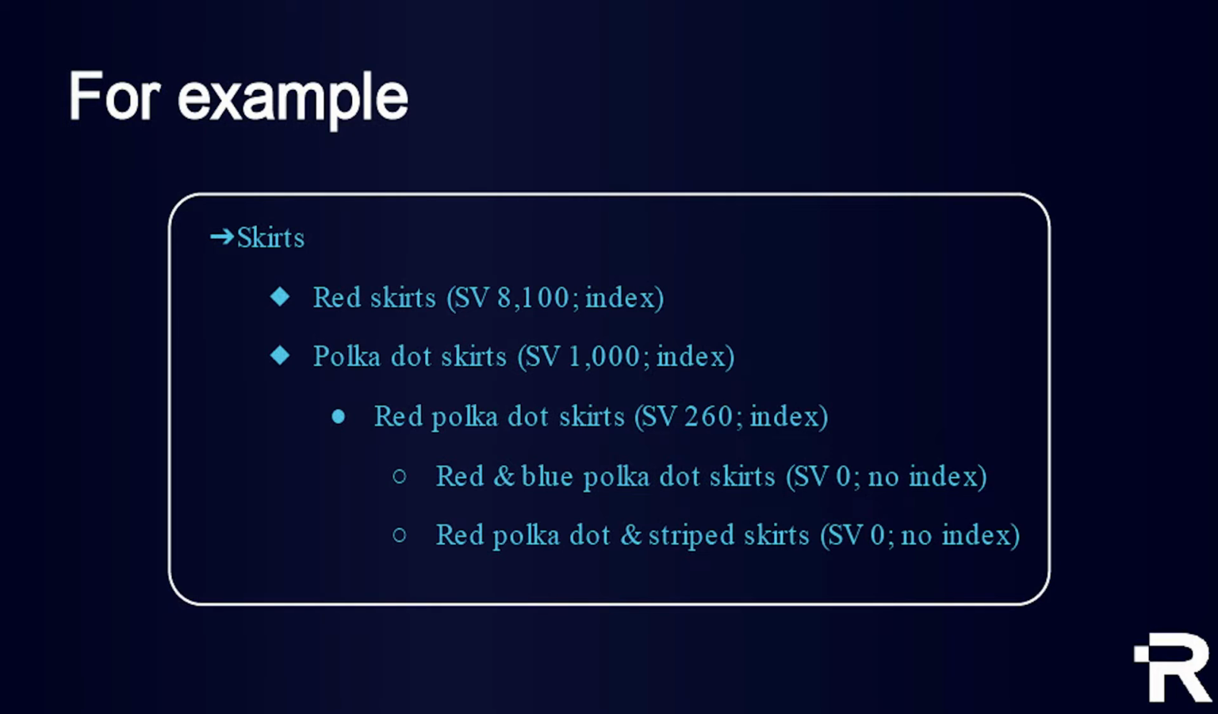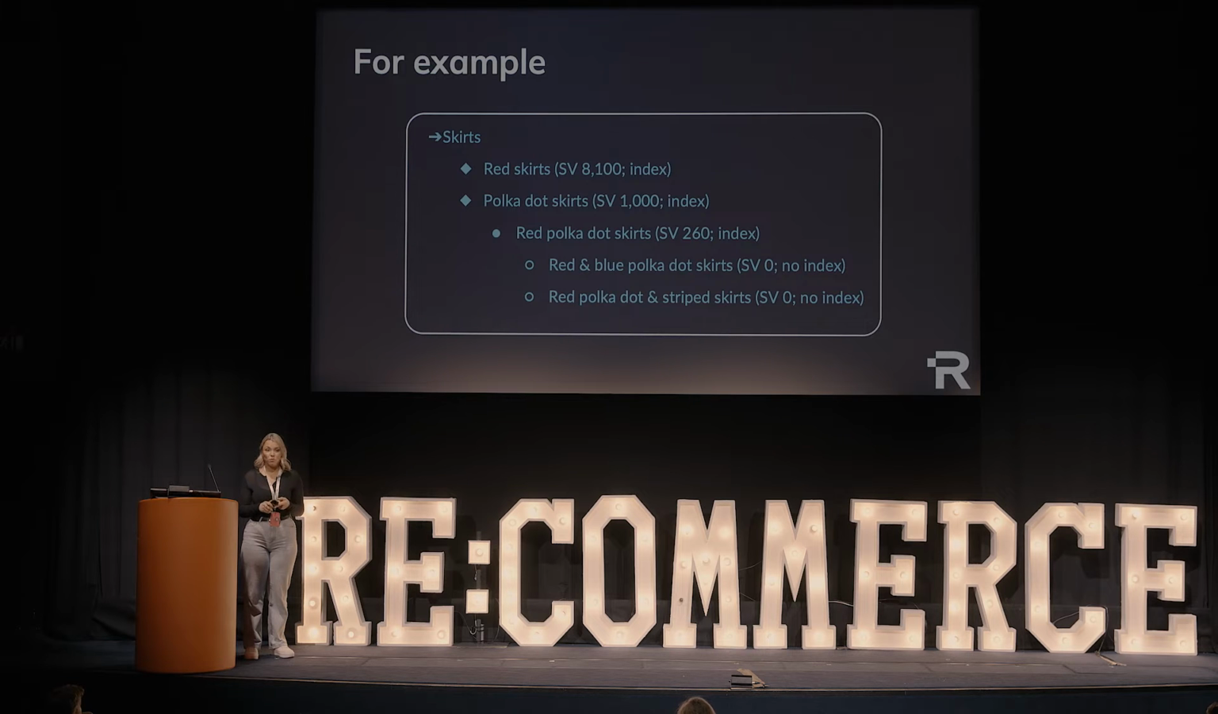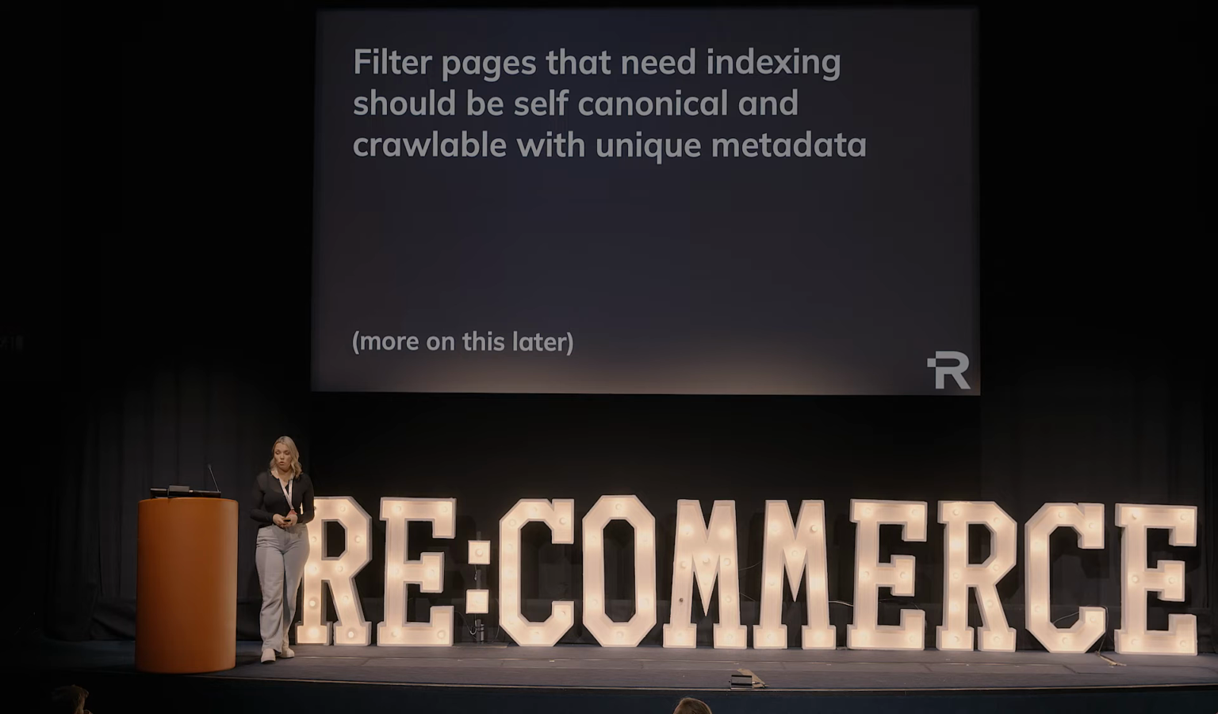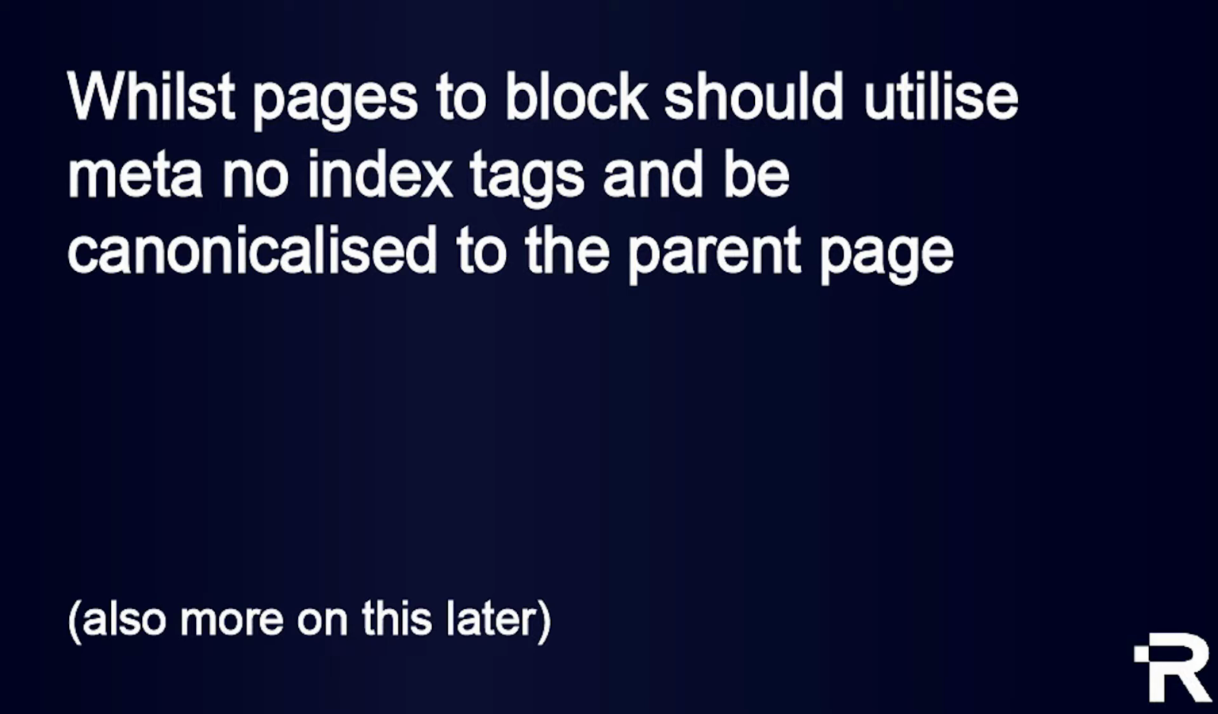Just as an example, if you were an e-com site selling skirts, you probably will want to index red skirts. You probably will want to index something like polka dot skirts, maybe even red polka dot skirts, depending on your range and search volumes and opportunities. But once you apply more than one color or more than one pattern, that might be when you want to introduce a no index tag. So filtered pages that you do want indexing should be self-canonical and crawlable with unique metadata, and then the pages that you don't want indexing should utilize no index tags and be canonicalized back to the parent page.